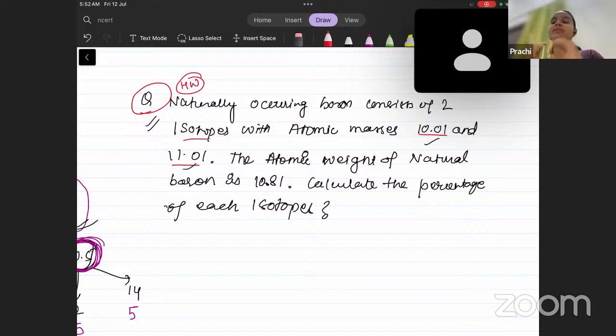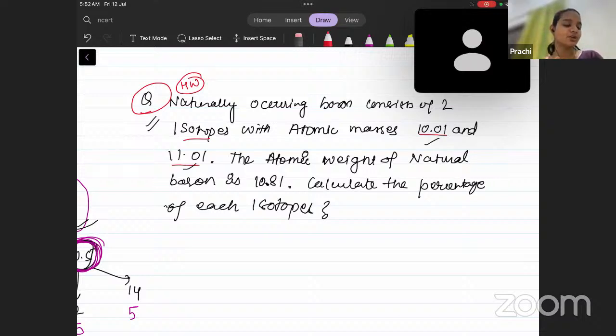Now the percentage abundance for one you can take as x. It is a percentage, so if you take x for one, then for the other one you will take 100 minus x. So I have given you the hint. You have to do the calculations and then send your answers for this question.